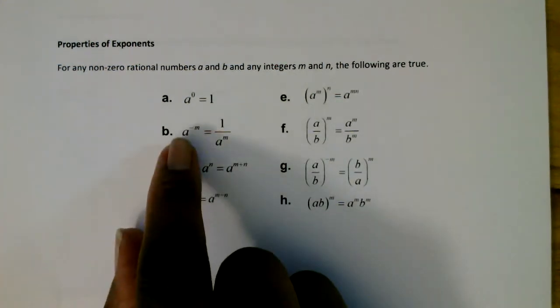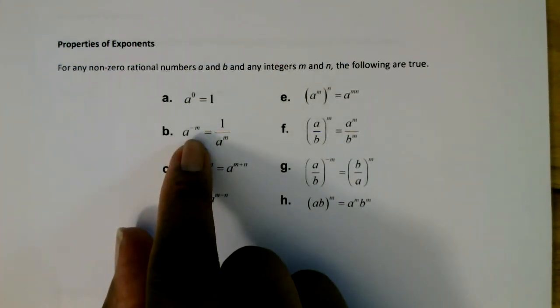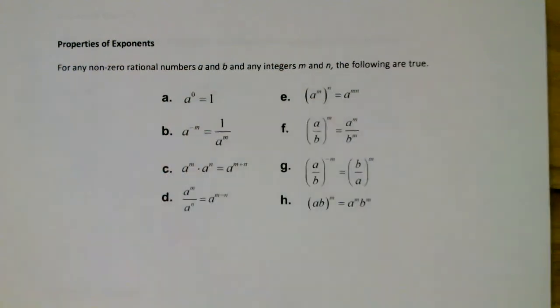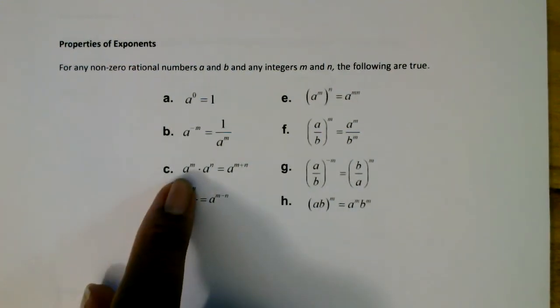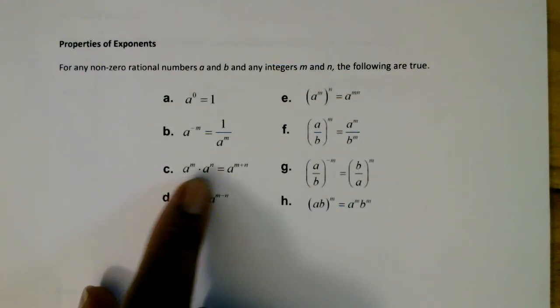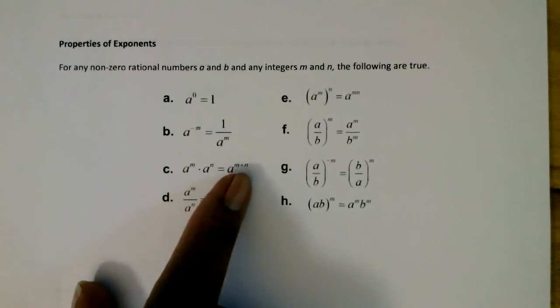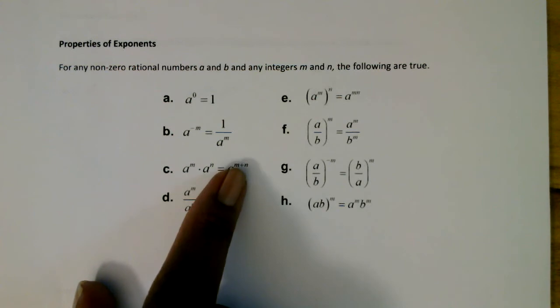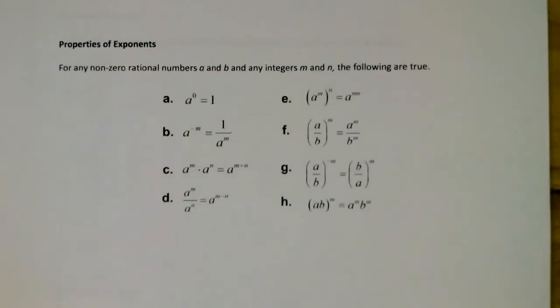And B, a to the negative m, we can write that as 1 over a to the positive m power. And then part C is this. If we multiply powers of the same base, we bring over that base and add the exponents. A to the m times a to the n is going to be equal to a to the m plus n power.